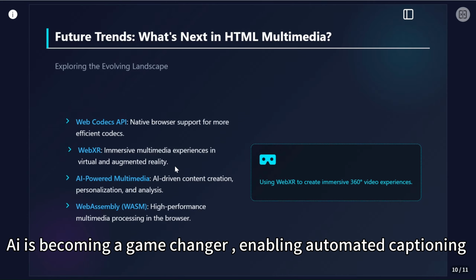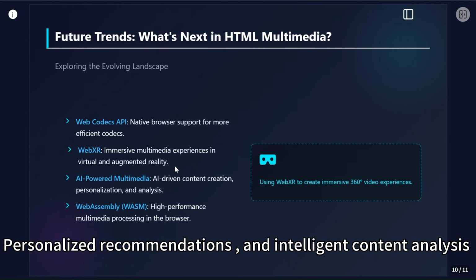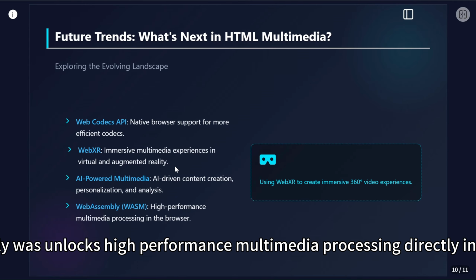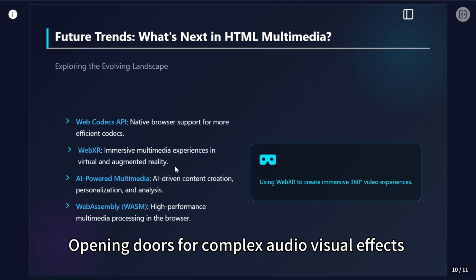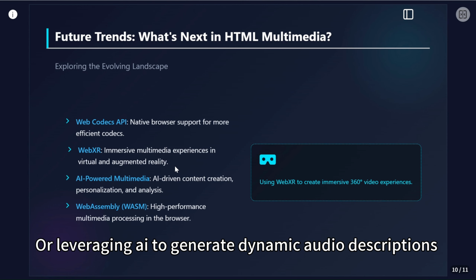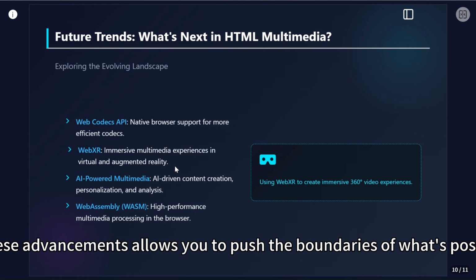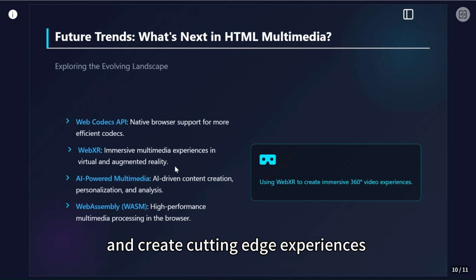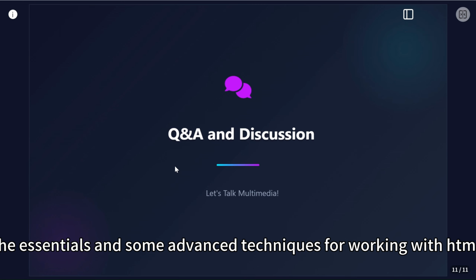AI is becoming a game changer, enabling automated captioning, personalized recommendations, and intelligent content analysis. WebAssembly unlocks high-performance multimedia processing directly in the browser, opening doors for complex audio-visual effects. Imagine using WebXR to create a fully interactive 360-degree product demo, or leveraging AI to generate dynamic audio descriptions. Staying informed about these advancements allows you to push the boundaries of what's possible with HTML multimedia and create cutting-edge experiences. That covers the essentials and some advanced techniques for working with HTML multimedia.